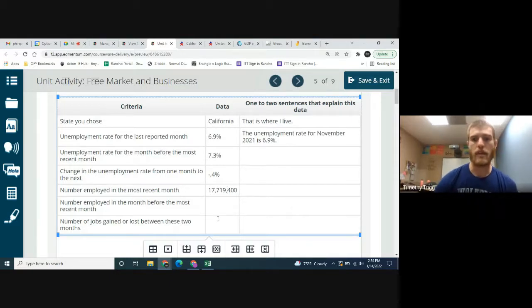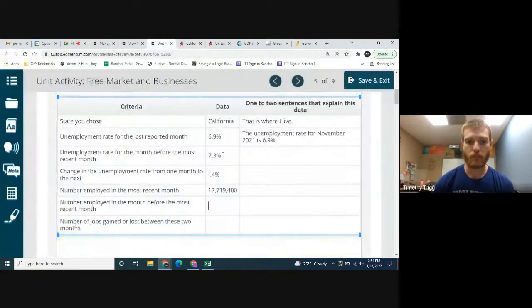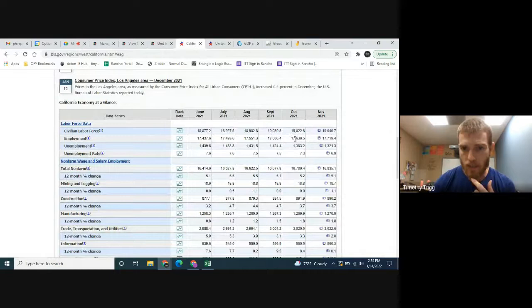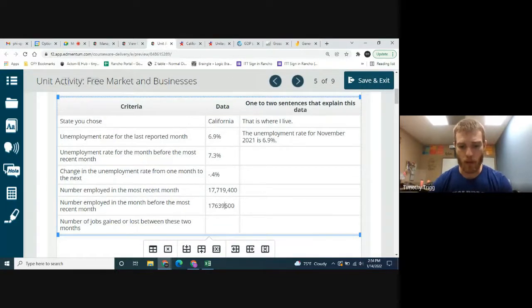Now do the same for October. And you can see that number is a little bit different there. So it was 17,639.5. Since it's in thousands, we'll write it like that. Go ahead and add some commas here. Okay. So you can see, yes, it makes sense, right? If the unemployment rate went down, which it did, then the employment rate went up, right? You can see in November, more people were employed than there were people employed in October.